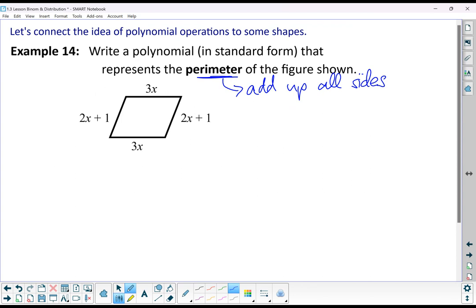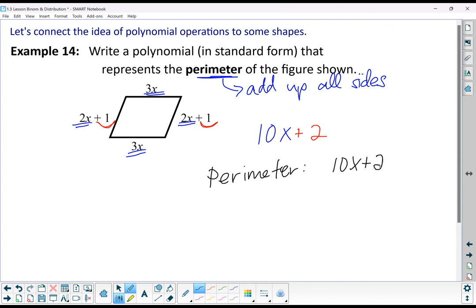So when we're adding together polynomials, binomials, and monomials, remember we're looking for like terms. So we've got 2x, 3x, 2x, and 3x. Those can all combine, and they would combine together to give us 10x. And then I've got a 1 here and a 1 here, so that would be a plus 2. So my perimeter of this shape is 10x plus 2.